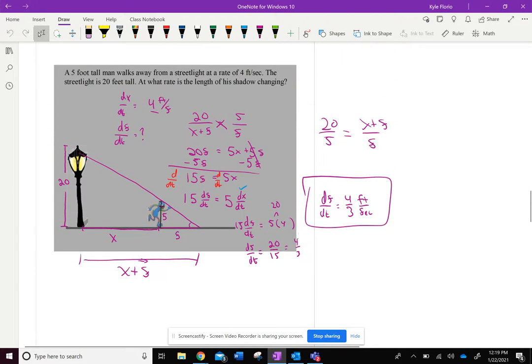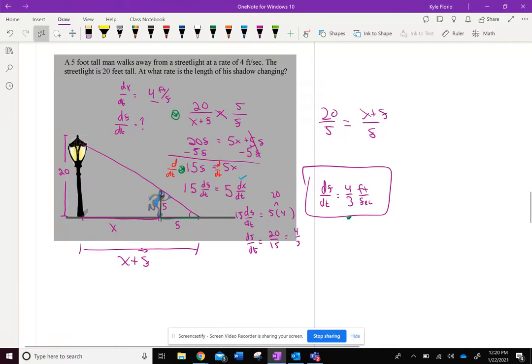So back in class, if you remember, we found the rate of change of the shadow over time was 4/3 feet per second. We did that by, after drawing out the diagram, using similar triangles, we were able to create this equation right here. We simplified it to this equation right here, and then we differentiated both sides to find the rate of change of the shadow over time, knowing the rate of change of his distance from the light pole. And we got 4/3 feet per second.